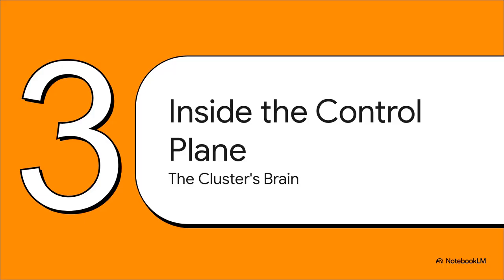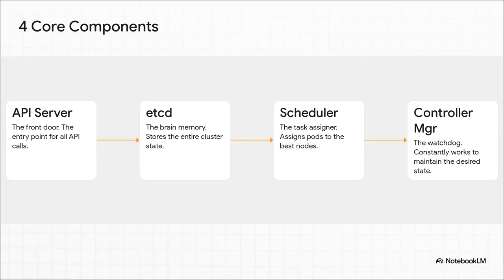Okay, so we've seen the buildings where the work gets done. Now let's take a trip downtown and peek inside City Hall. What's really going on inside the brain of our Kubernetes city? It really boils down to 4 key players. Let's just walk through it. Say you want to launch a new app. First, you talk to the API server. That's the front door, the main reception desk of City Hall. The API server then writes down your request in etcd, which is the city's official book of records. It's the ultimate source of truth.